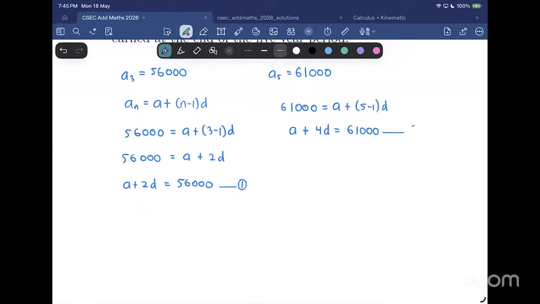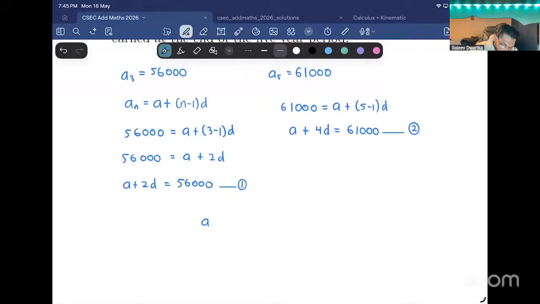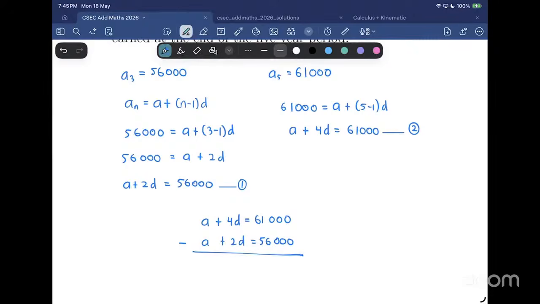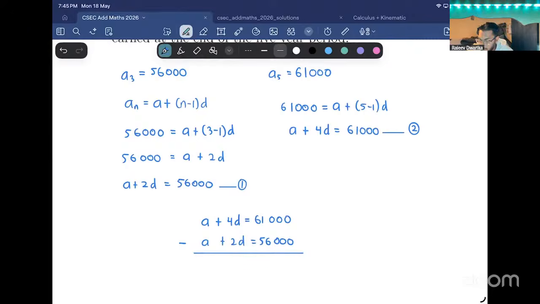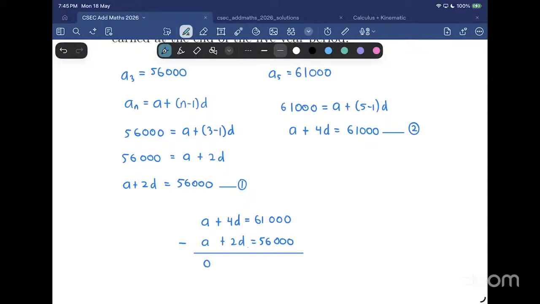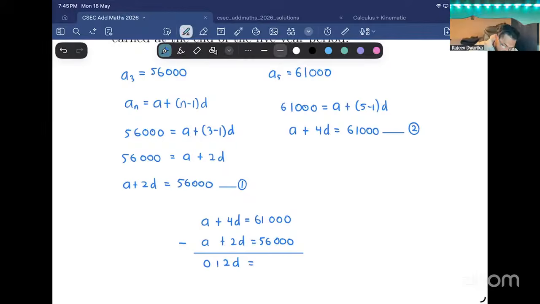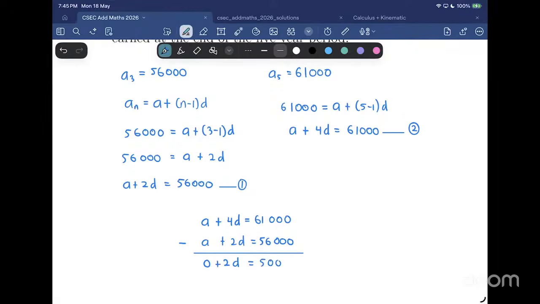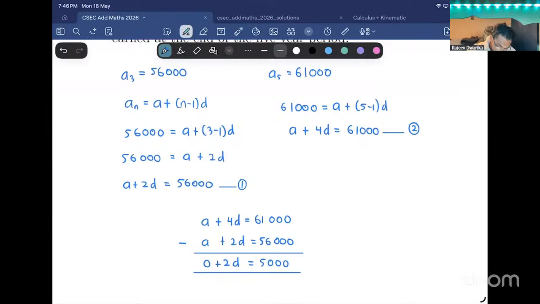Solve it simultaneously. You can subtract to get D. Yes, so the elimination method. So I could say A plus 4D is equal to 61,000 minus A plus 2D is equal to 56,000. A minus A is what? 0, nothing. What is 4D minus 2D? 2D, because 4 minus 2 is 2. And 61,000 minus 56,000 is 5,000. So 1D is 2,500. You guys got that?